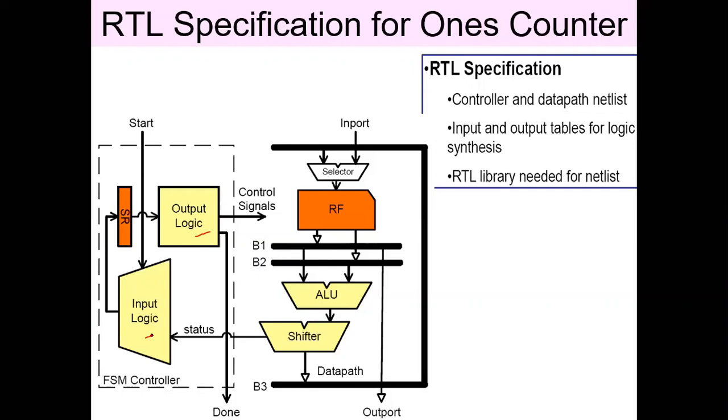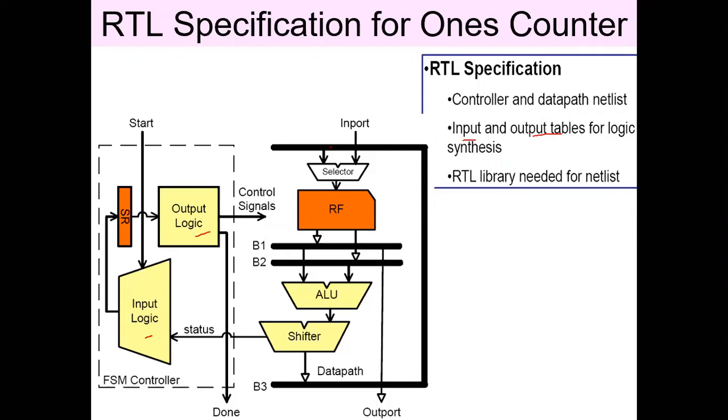The RTL specification will list the components that need to be used for the corresponding RTL architecture. That means the register files, ALUs or functional units, and buses needed for the data path. And along with that, we will have two tables, one for input logic and one for output logic. That means one input table and one output table will be specified.